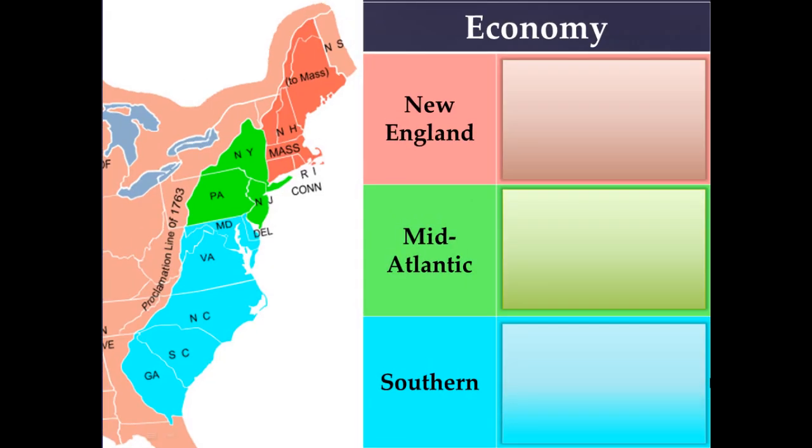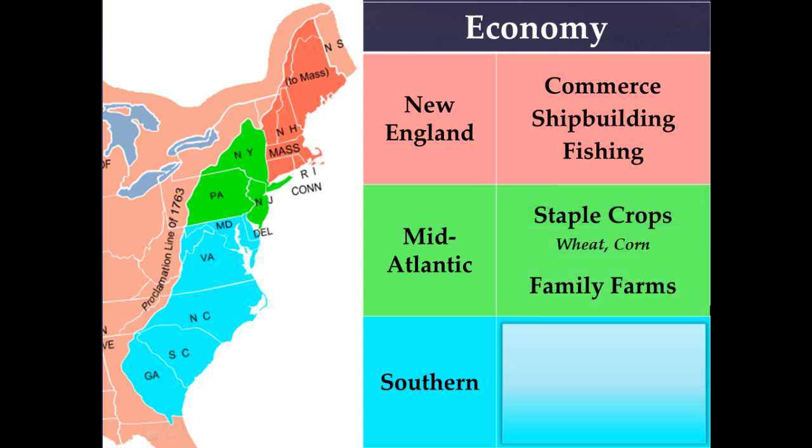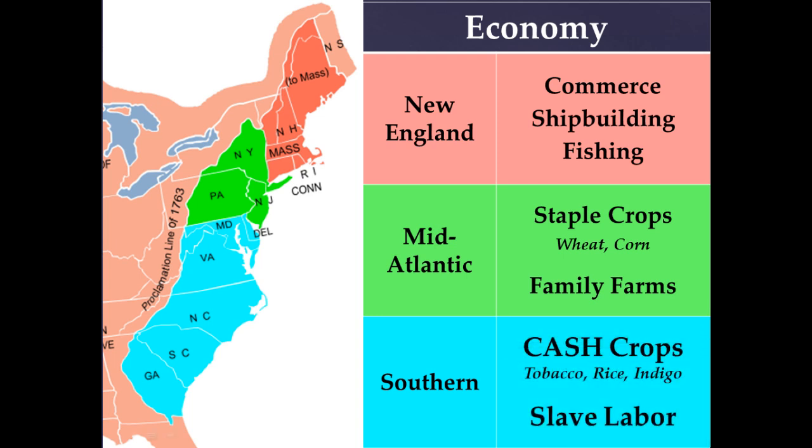The economy. In New England, the growing season was short, the soil wasn't that great, and so New Englanders really couldn't grow crops other than crops for subsistence, they couldn't grow anything extra to sell. Their economy was based on commerce and shipbuilding and fishing. Whereas in the mid-Atlantic colonies, you had staple crops such as wheat and corn. These crops were largely grown on family farms. Whereas in the South, the economy was dependent on cash crops such as tobacco, rice, and indigo. These crops were grown with slave labor.